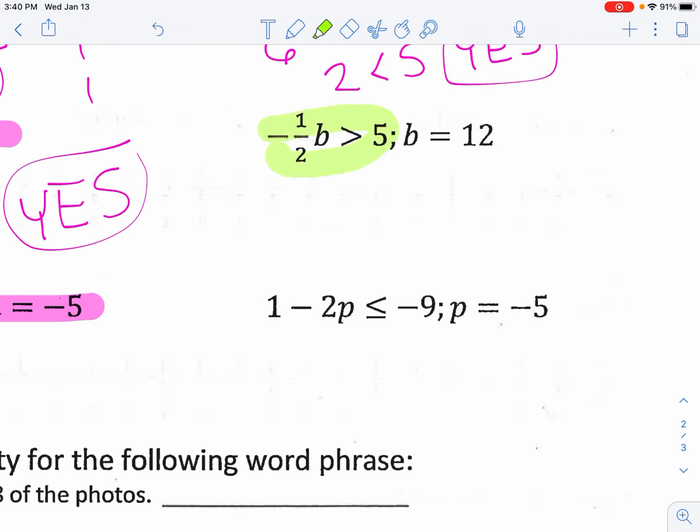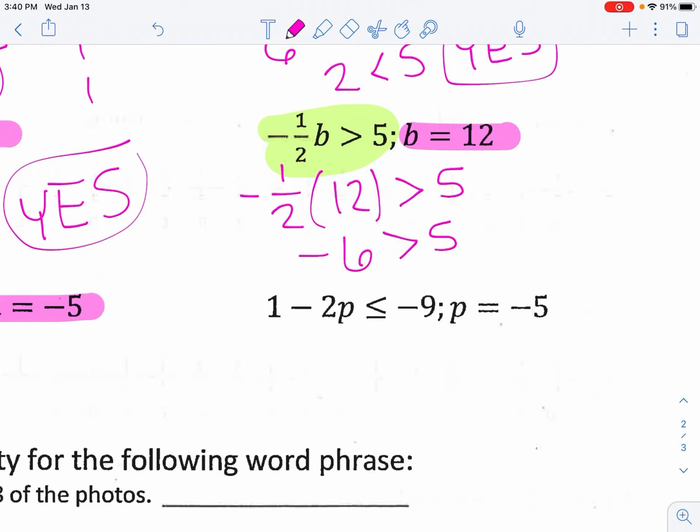Is 1/2 times b greater than 5 when b equals 12? I'm sorry, -1/2. I think I forgot the negative. Is -1/2 times 12 greater than 5? Well, half of 12 is 6, so -1/2 of 12 is -6. Is -6 greater than 5? No.